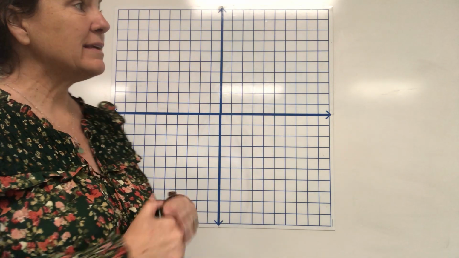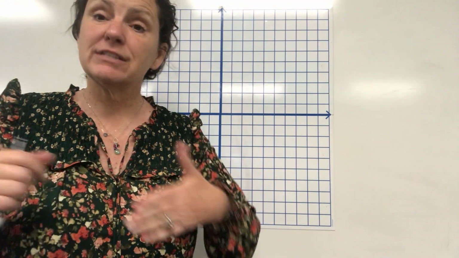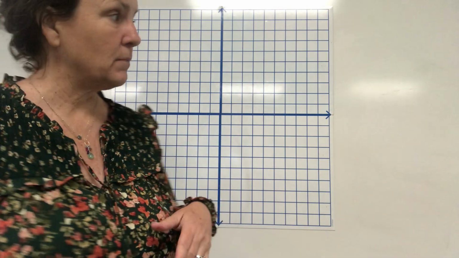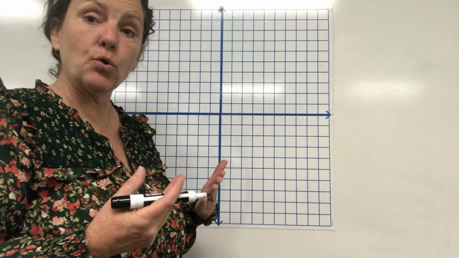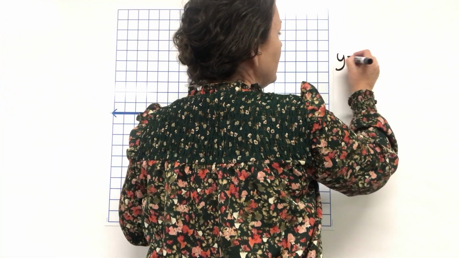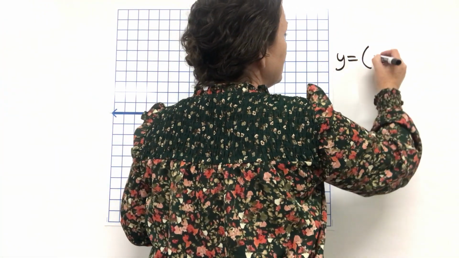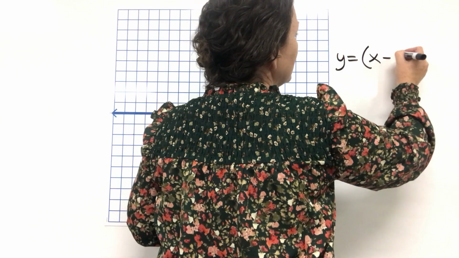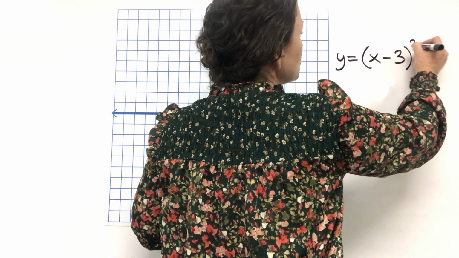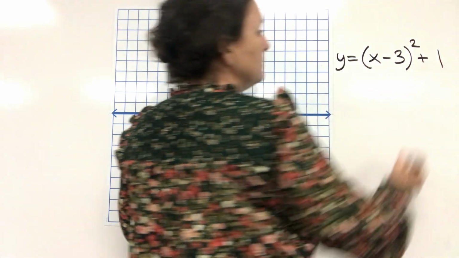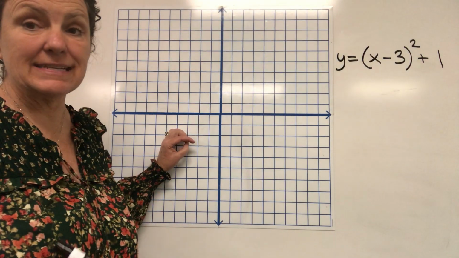When we see that, we usually see it in what we call vertex form. Vertex form. Let me give you an example of a question in vertex form. So we have y equals (x minus 3) squared plus 1. You're like, that looks snazzy.